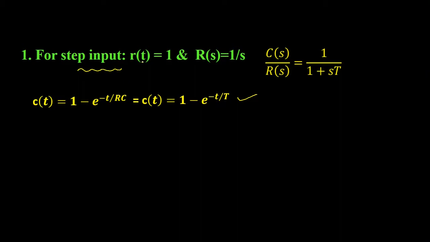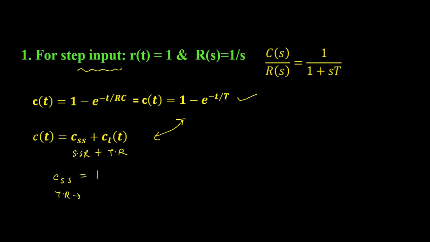magnitude is equal to 1. Now we know that time response is equal to steady state response plus transient response. So when we compare both these equations, we can see that the steady state response c_ss is equal to 1 and the transient response c_t(t) is equal to minus of e to the power minus t by T. So the transient response c_t(t) is equal to minus of e to the power minus t by T, which is equal to e to the power minus t by RC.